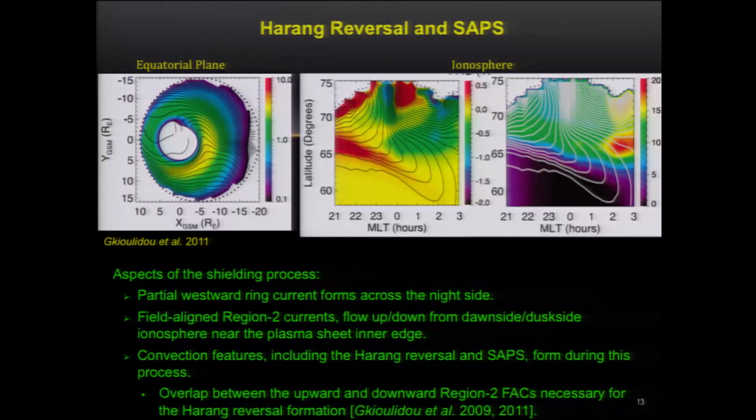Okay, so I have talked about the solar wind and IMF as the external drivers of the basic pattern of convection, and also the modification of the convection pattern due to internal shielding process. Next, I'm going to talk about the effects. The first effect is more global scale.